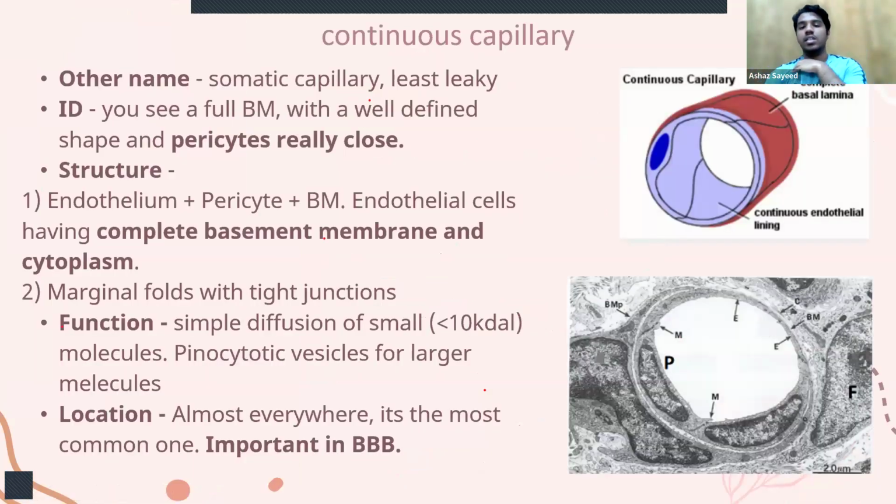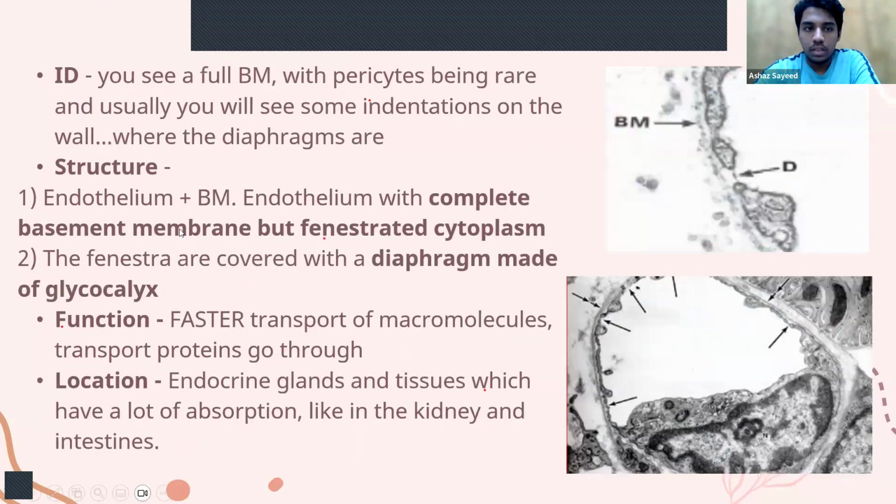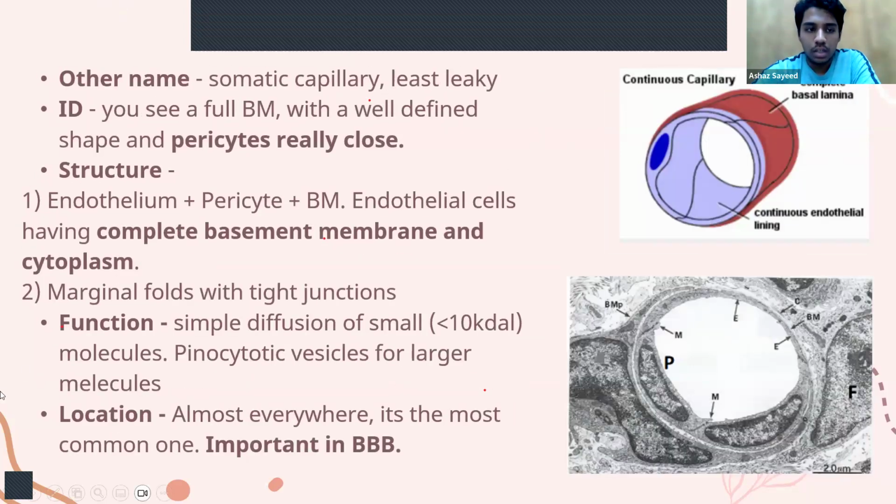Now we'll start with the three types of capillaries. First, we'll talk about the continuous capillaries. These have other names too. You have the somatic capillary. It's the least leaky. It does not leak.